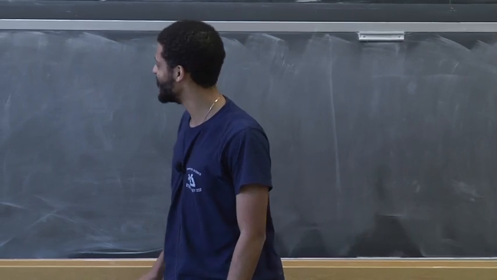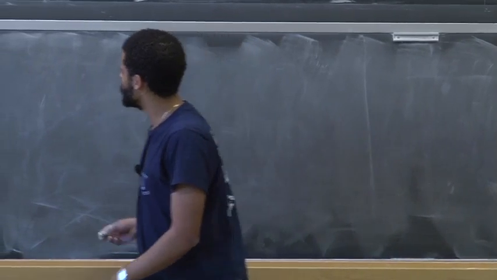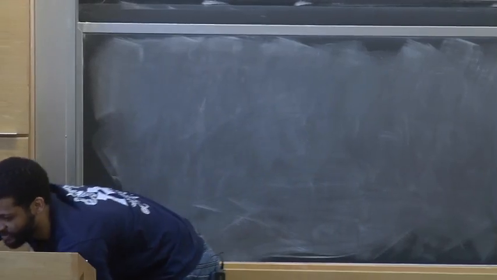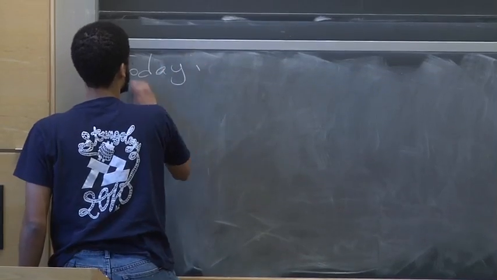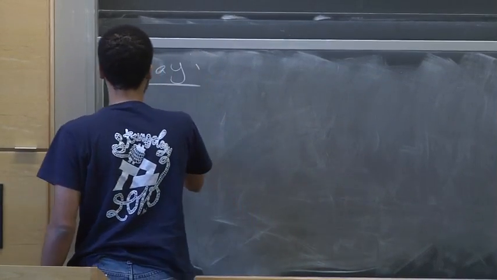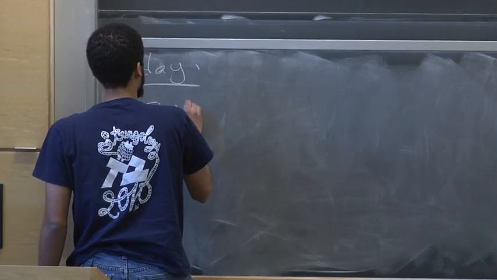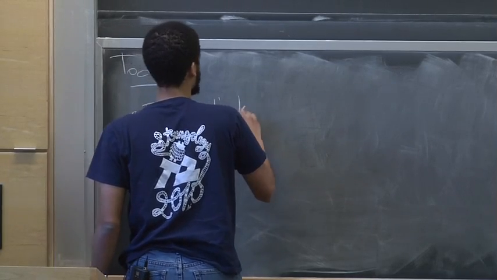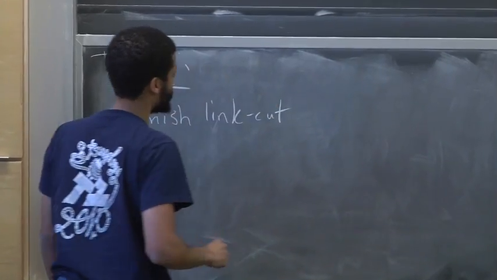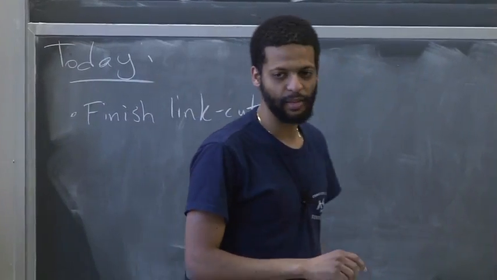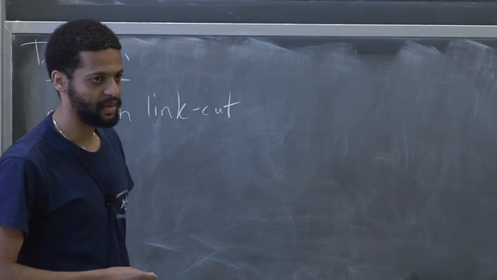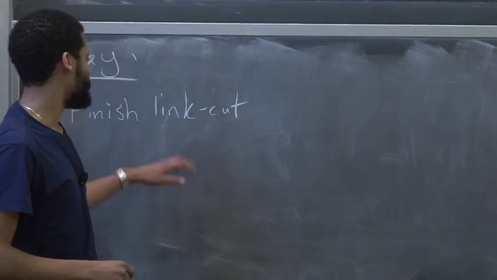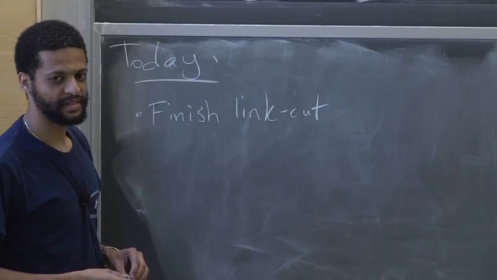So today, what are we going to do? We're going to finish link-cut trees. I'm just going to give you the analysis. In class, I'm going to show you log squared n amortized per operation. And on PSET 8, which is out, there is a problem that asks you to improve this to log n.